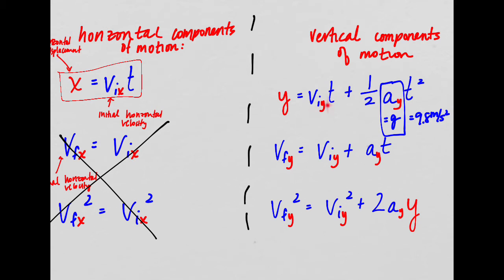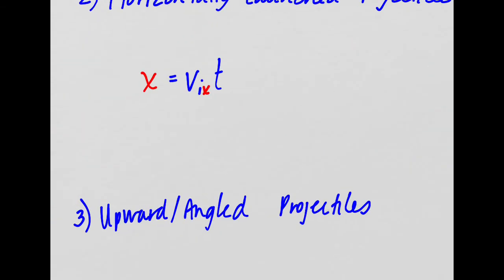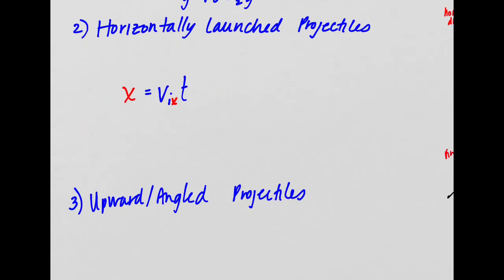Initial vertical velocity. That means that initial vertical velocity, VIY, is equal to 0 meters per second. There's no initial vertical velocity. There's only a horizontal initial velocity for a horizontally launched projectile. If we angle it upward, then we'll have a VIY. But if we have only a horizontally launched projectile, we do not have a VIY.